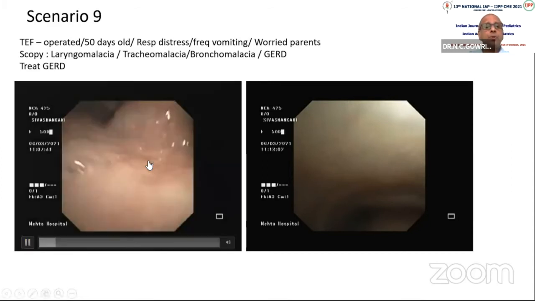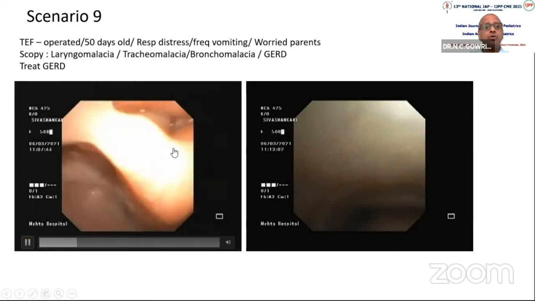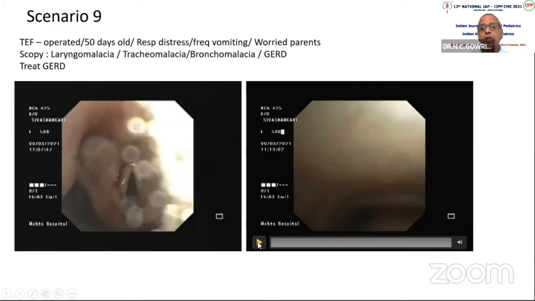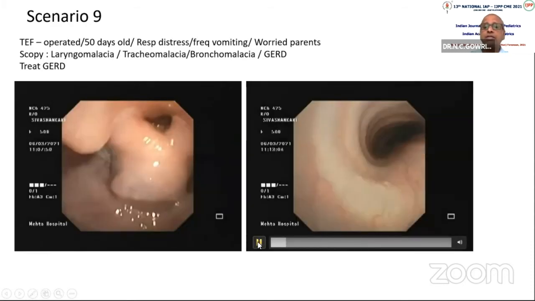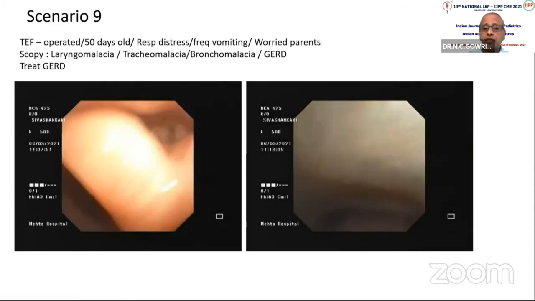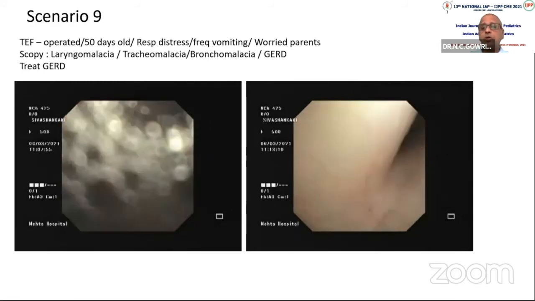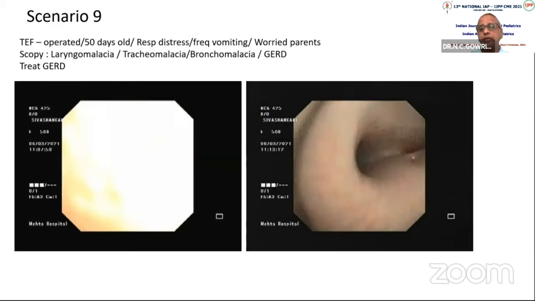You already know, with one look at this child, you know this child has got a laryngomalacia. But look at down below, what is there? You look at the trachea, it is fish mouth shaped, that is a tracheomalacia. Not only that, look below, down, near the carina.